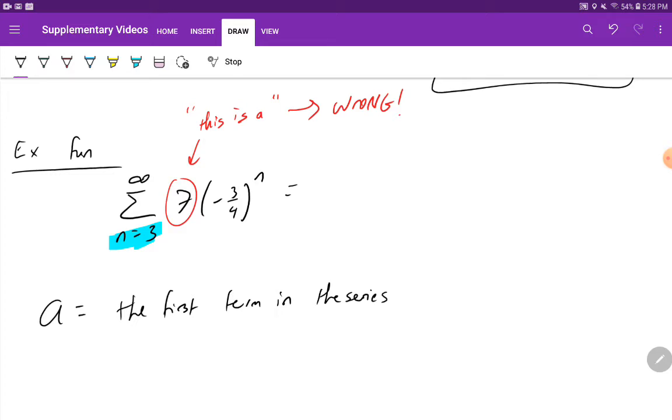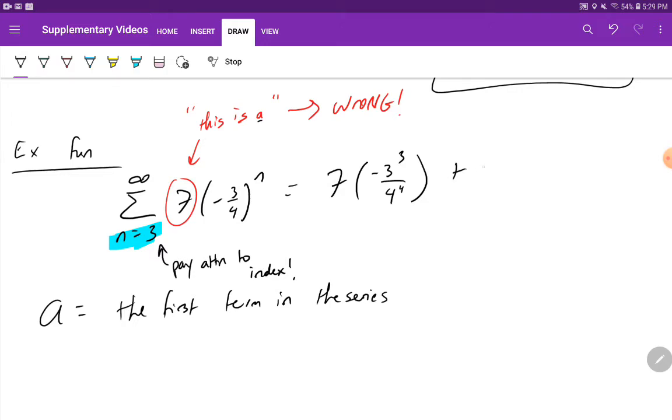Because if you look, our first term is not when n equals 0. If n started at 0 for this one, then yes, 7 would be the A value, right? But it's not. So please, please, please pay attention to the index. If you're not sure what it is, just plug it in, right? If I plug in n equals 3, I get 7 times (-3) to the third over 4 to the fourth. And that is your A value. That's your first term.